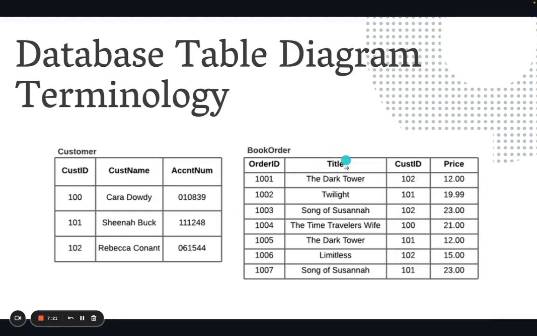So it's the primary key from another table. And these do not need to be unique. So notice we have 102 several times. That means that this particular customer purchased several times a couple of different books. So these do not need to be unique within another table. So let me rephrase that. A foreign key does not need to be unique.